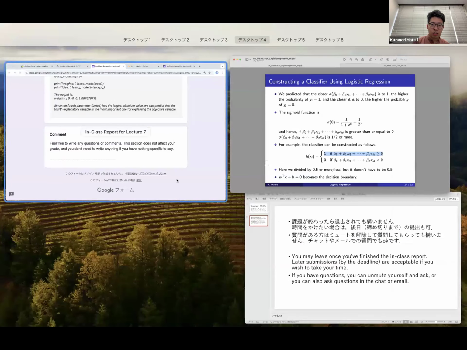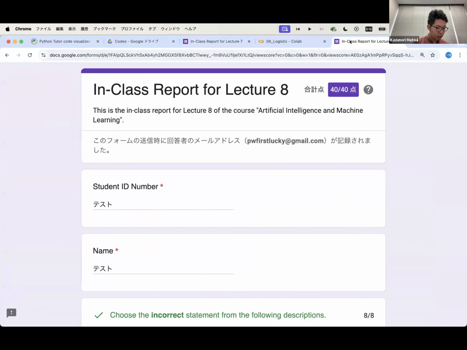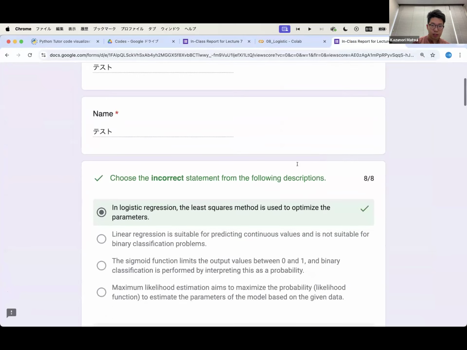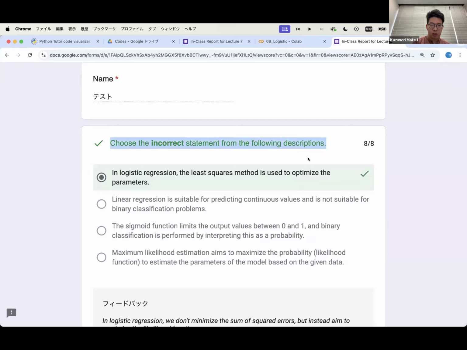Okay, so let's look at the in-class report for lecture 8. First problem, choose an incorrect statement from the following descriptions. In logistic regression, the least square method is used to optimize the parameter. This is false. We don't minimize the sum of squared errors, but instead aim to maximize the likelihood function.